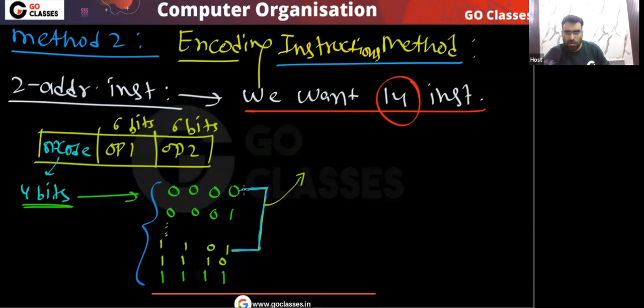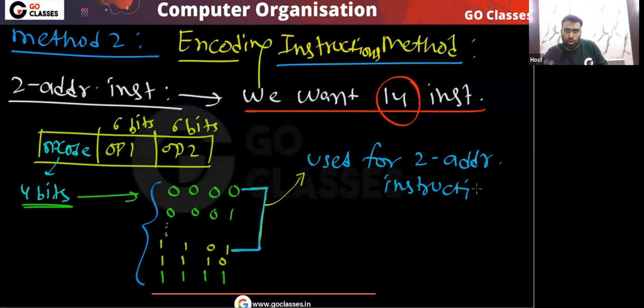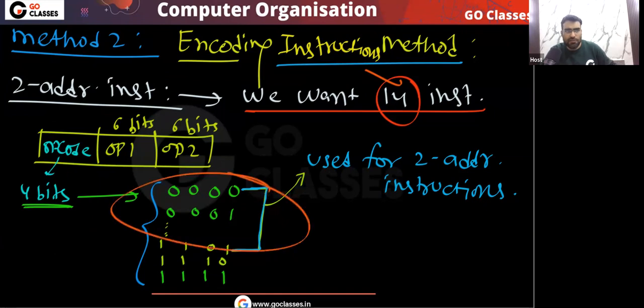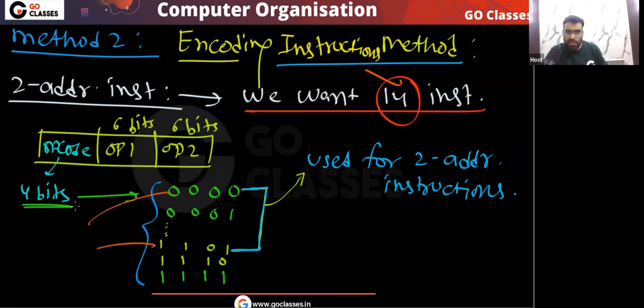These opcodes I can use for 2 address instructions, because a total of 14 2 address instructions I need. Remember, for every 2 address instruction, the opcode size is 4 bits. Using 4 bits, these many combinations are possible. From these combinations, I can take these 14 combinations, from 0000 to 13. So these 14 combinations I can use for 2 address instructions.